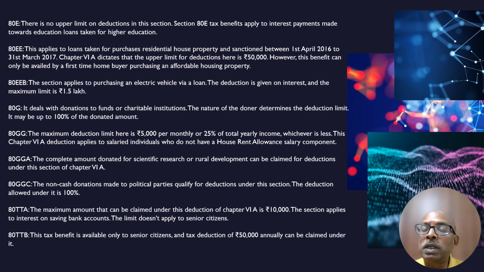5,000 per month is house rent. If a person doesn't have HRA, I have made this point while calculation also, to maximum 5,000 rupees per month. And 80GGA, scientific research if you pay, it is exempted. Research and development if you pay money. And donation to political party up to 100% is, but it is online payment or cheque payment, something like that. 80GGC. 80TTA we have discussed up to 10,000 under savings bank.